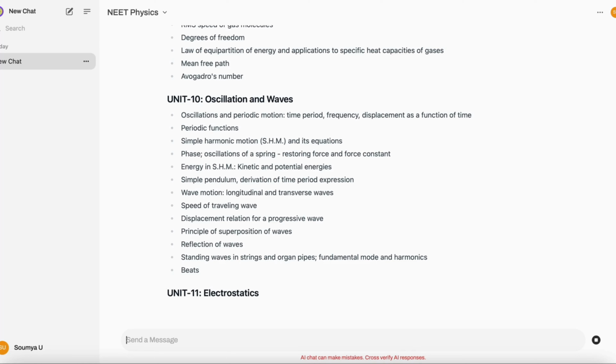Wave, Displacement Relation for a Progressive Wave, Principle of Superposition of Waves, Reflection of Waves, Standing Waves in Strings and Organ Pipes, Fundamental Mode and Harmonics, Beats.